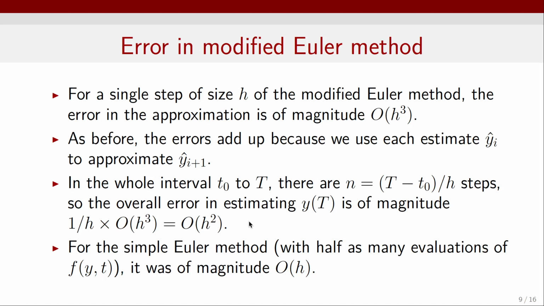In other words, when we integrate over some interval using the modified Euler method, the order of the error is second. So this is essentially a second order method. And if we recall from the previous lecture, the simple Euler method had an error term that was of order h. So again, the Euler method is linear in the time step, and the modified Euler method is second order accurate in the time step.